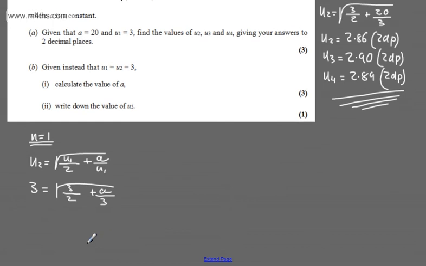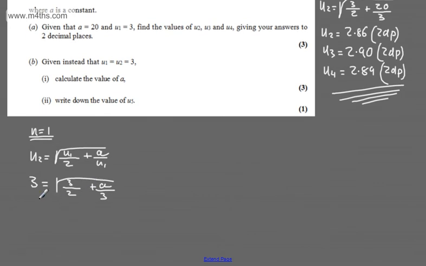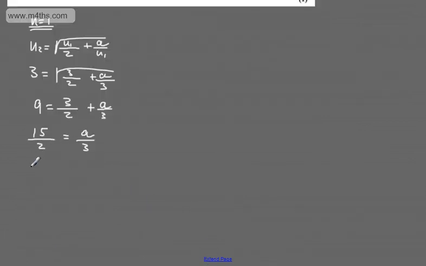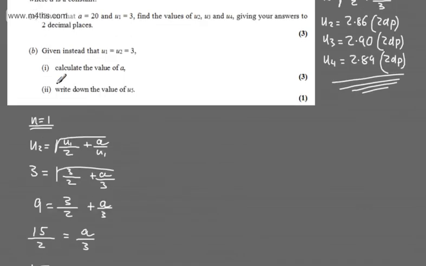I'm now going to square both sides of this equation and solve for a. So that will give me 9 is equal to 3 over 2 plus a over 3. If I subtract 3 over 2 from both sides, that will now give me 15 over 2 will be equal to a over 3. Multiplying both sides of the equation by 3, we can see that 45 over 2 is equal to a, or if you like, 22.5. 3 marks in total.